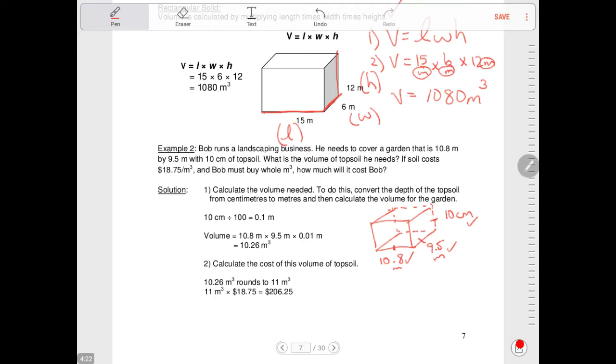Those don't work. So you have to be able to convert this into a consistent unit, probably either into meters or into centimeters. But if you look at this, it says, what is the volume of topsoil he needs? Okay, so that's one thing. We're going to find the volume.